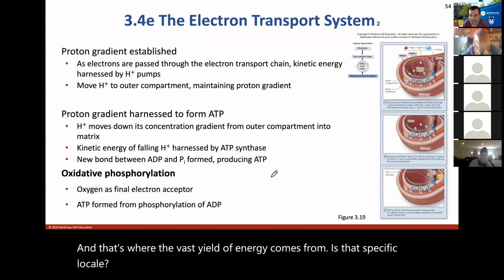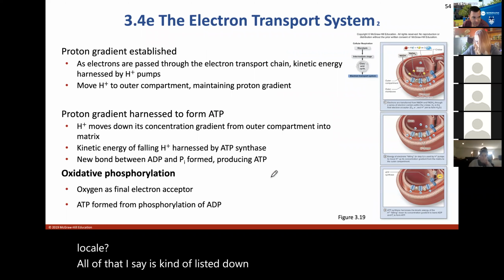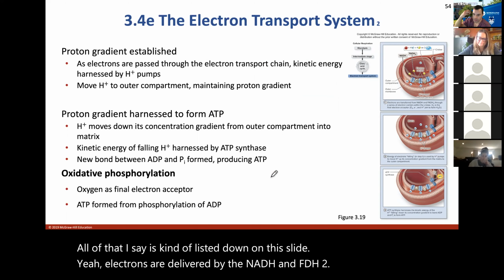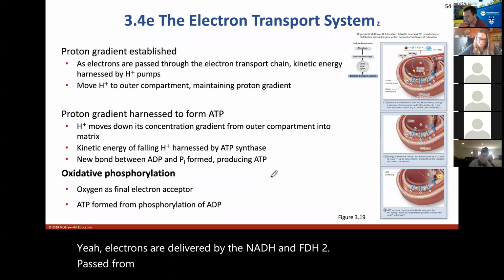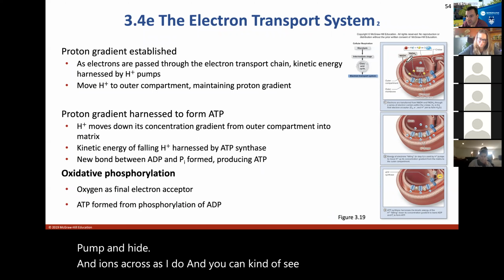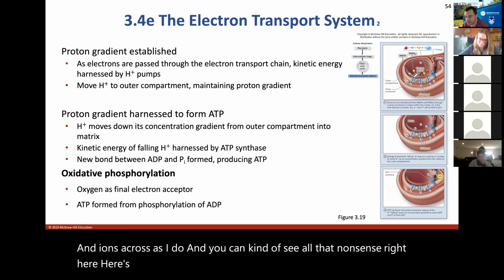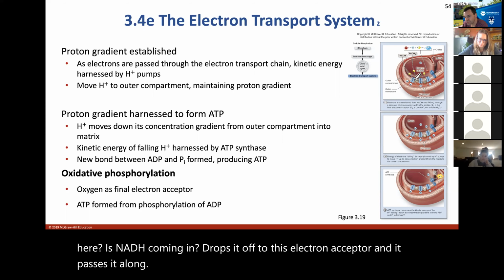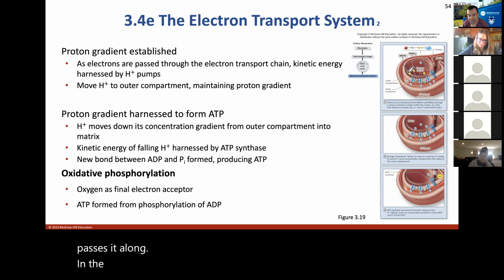All of that I said is kind of listed down on this slide. Electrons are delivered by the NADH and FADH2, pass from one carrier to the next, pumping hydrogen ions across as I do, and you can kind of see all that right here. Here's NADH coming in, drops it off to this electron acceptor, and it passes it along. And the process sucks that electron dry. Created a concentration gradient.